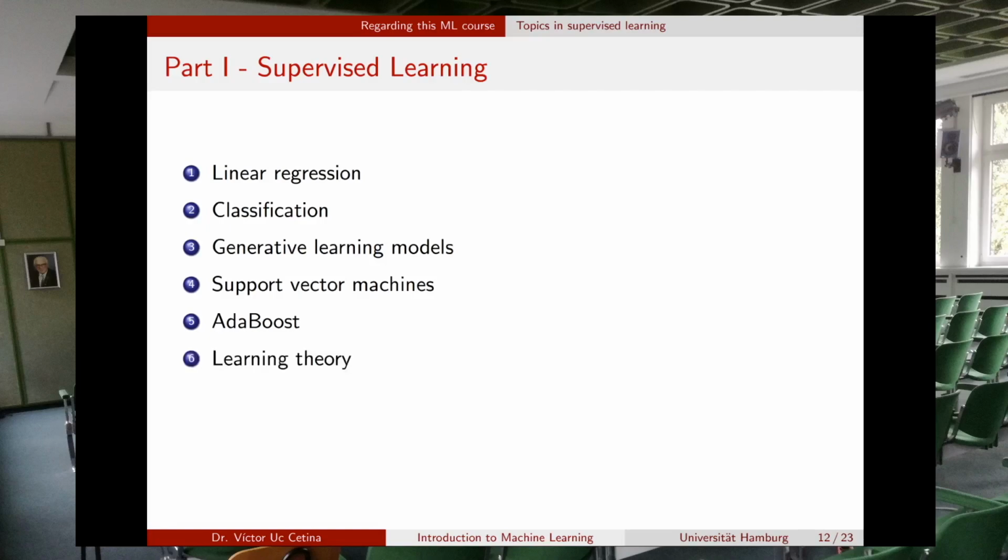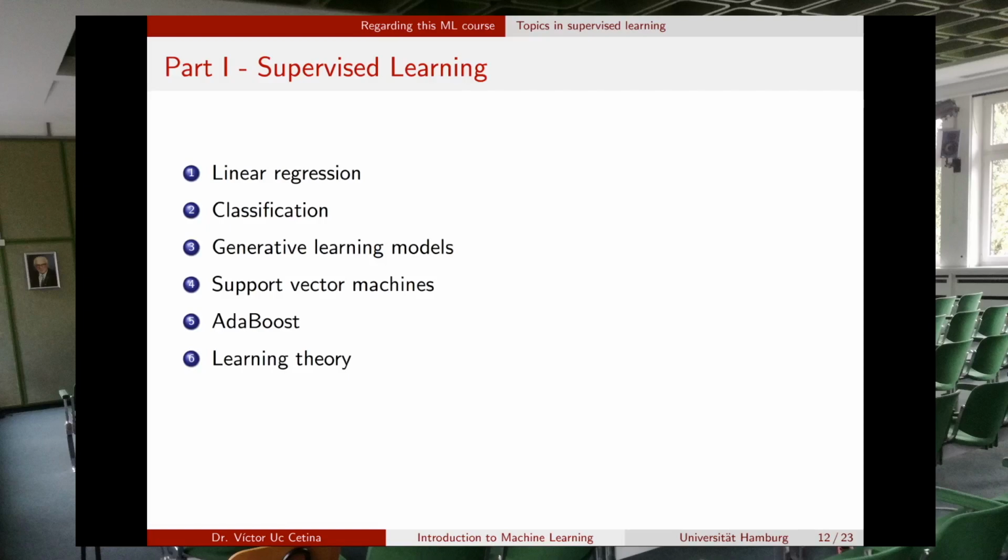After that, we are going to cover some aspects of the learning theory. Especially, we are going to discuss formally, so this is mathematically speaking, we are going to define what the concepts of variance and bias are, how they are related.